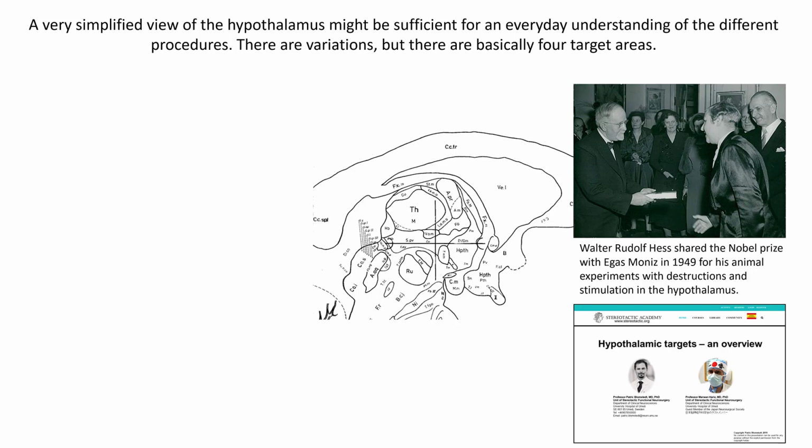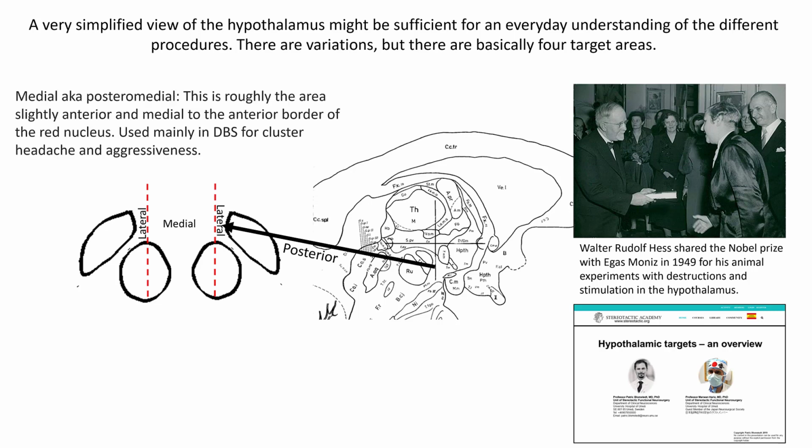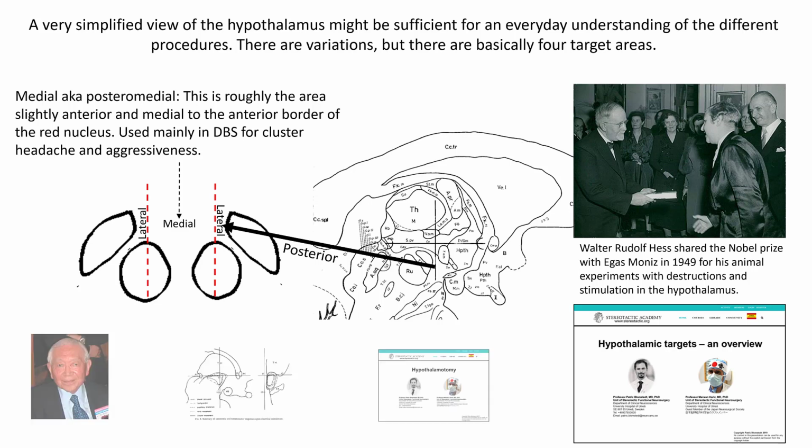A very simplified view of the hypothalamus might be sufficient for an everyday understanding of the different procedures. There are variations, but there are basically 4 target areas. And the only area that is used today is in the posterior area, which is divided into a medial and lateral part. The medial area was the most common target for hypothalamotomies, introduced by Sano for aggressions, and is today used mainly in DBS for cluster headache and aggressions.